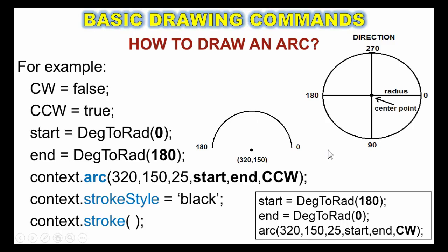If we want to draw in the opposite direction, I specify a 180 degrees starting angle and a 0 degree ending angle, and then call the arc at 320, 150, 25, start, end, but this time it is clockwise.